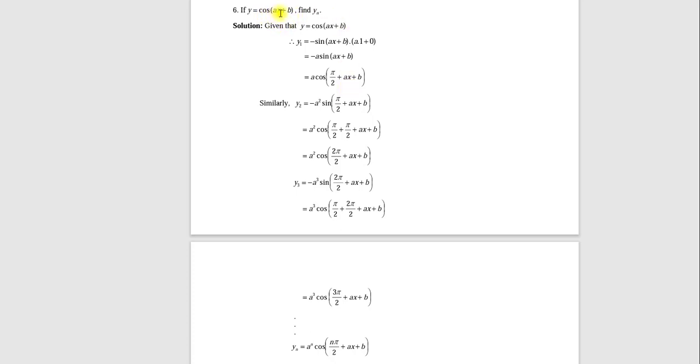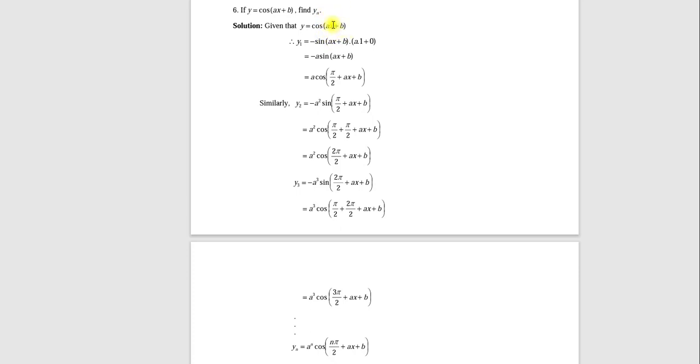Here the function is cos of ax plus b. First we have to find y1, and we know if we differentiate cos x, we get minus sin x. So differentiating cos of ax plus b, we get minus of sin of ax plus b. And according to chain rule, we have to differentiate the inside part as well.